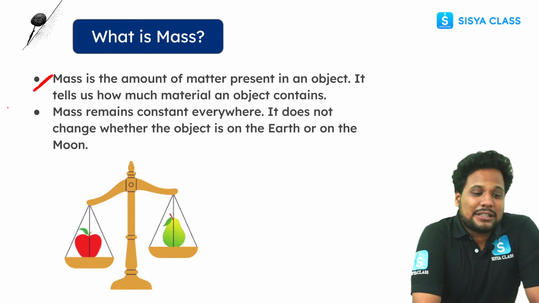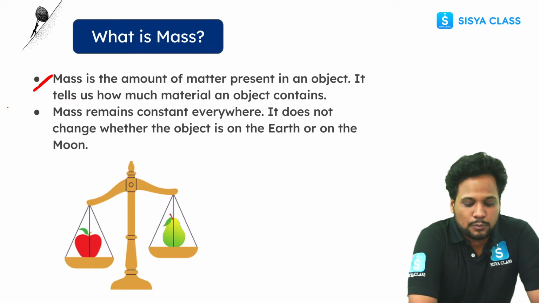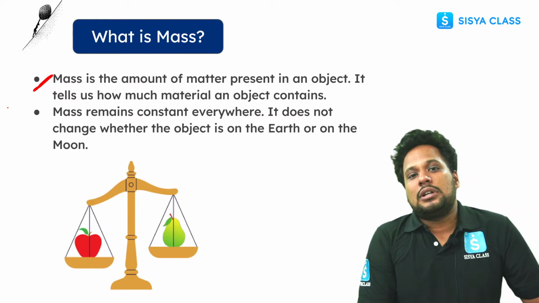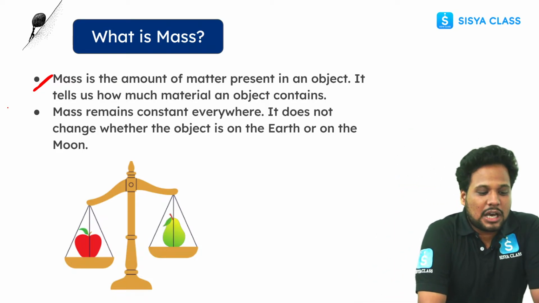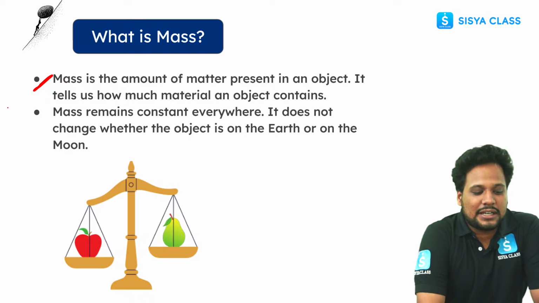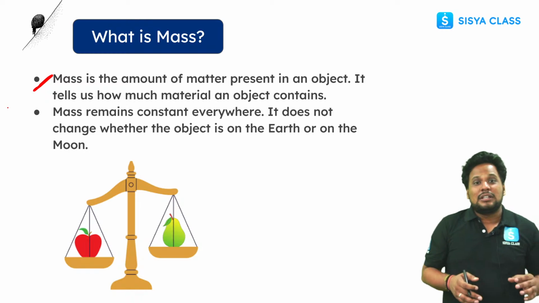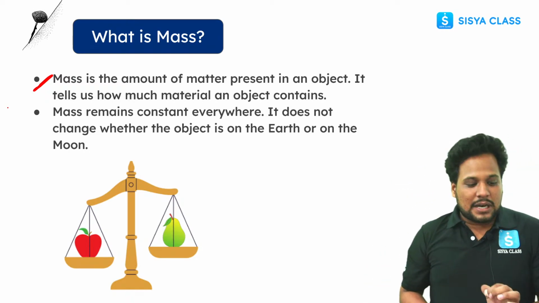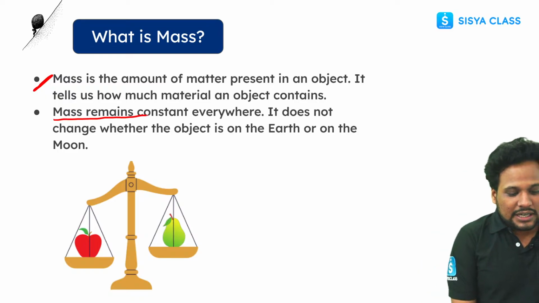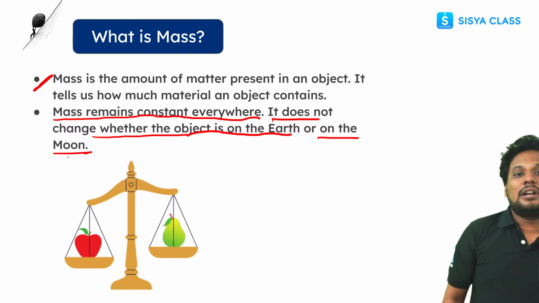So just tell me, is the amount of matter present in any object going to change or not? Let's suppose you are on Earth, or you are on the Moon, is that mass going to change? No, the amount of matter is not going to change, right? It remains constant everywhere. If you are on Jupiter, if you are on Saturn, that is not going to change, right? What is going to change? Weight, not mass. So mass remains constant everywhere, and it does not change whether the object is on Earth or on the Moon. This is clear now?